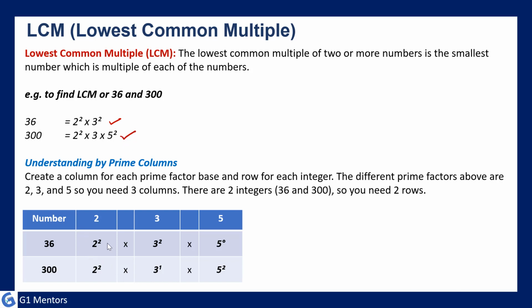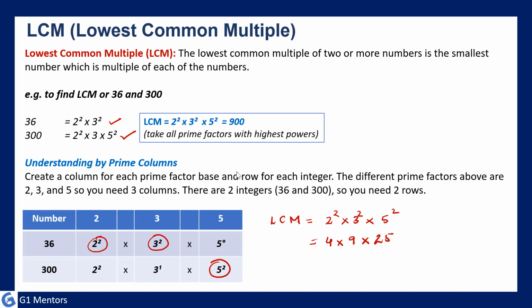In HCF, what we did, we took the lowest power of each of the prime factors. But to calculate LCM, we'll take the highest power. So the highest power here is 2 square, here it is 3 square, here it is 5 square. So the LCM of these two numbers will be 2 square into 3 square into 5 square, which is nothing but 4 into 9 into 25. So we get the LCM here as 900. So the LCM of 36 and 300 is 900.